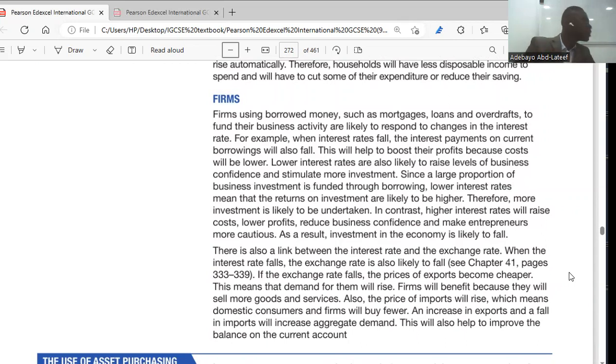What is the consequence of this? Output will fall. And if output falls, firms will not be selling as they used to sell. They might need to reduce the number of workers. So unemployment. Is it clear?